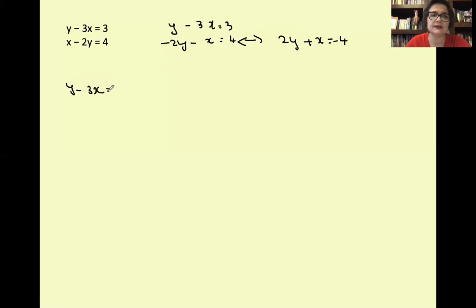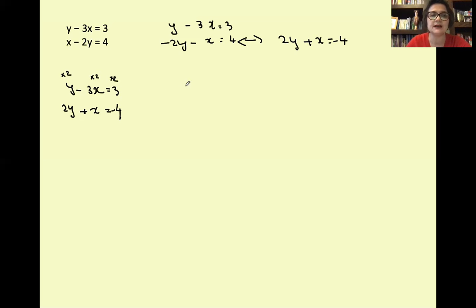I'm going to, again, line them nicely. And the second one is 2y plus x equals minus 4. See what I did here? I changed the minus to a plus. And then this is y, this is 2y. So what do I need to do now? I have to multiply the first equation, which means every single term of the first equation, by 2 to be able to have the coefficients the same. So by 2, and this one by 2.